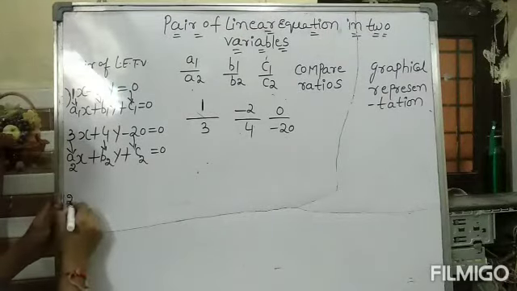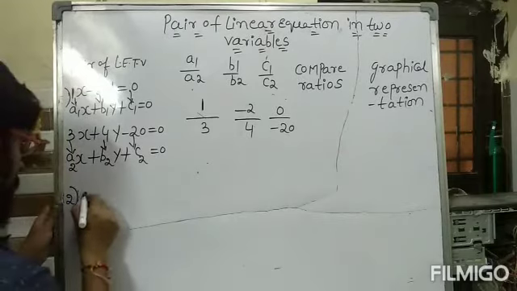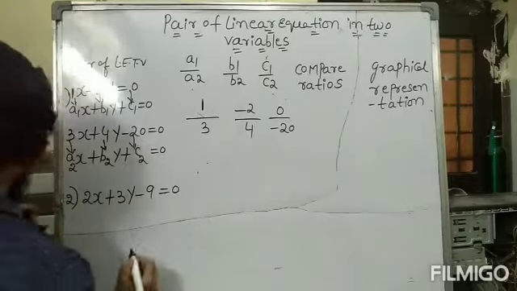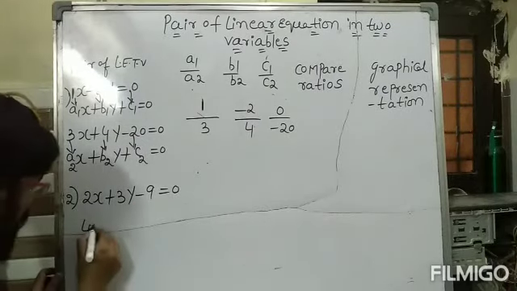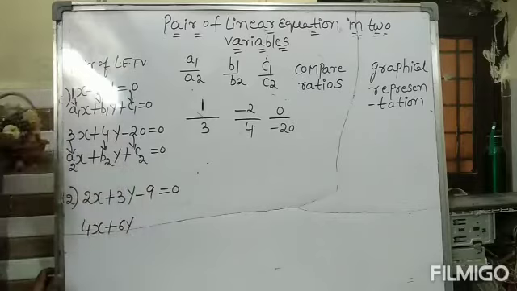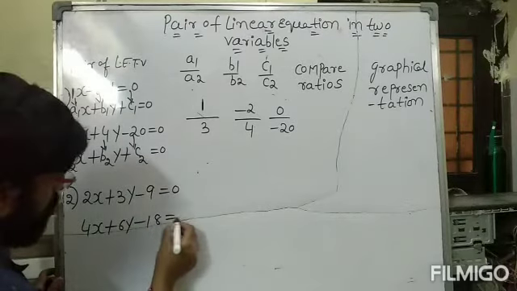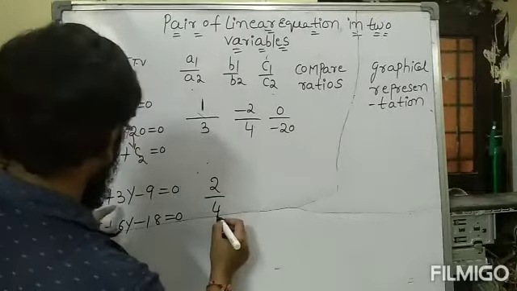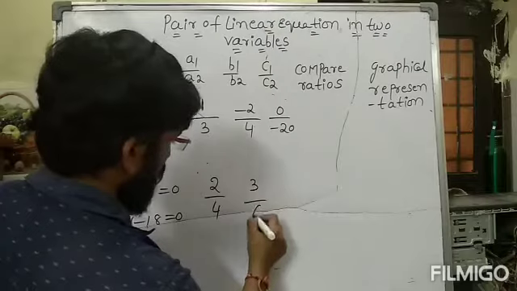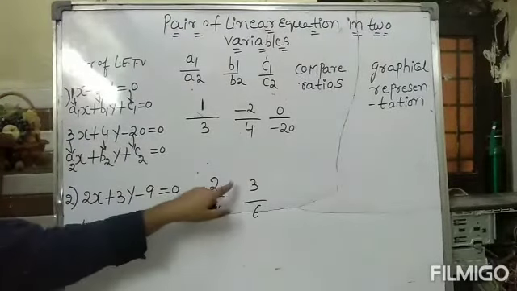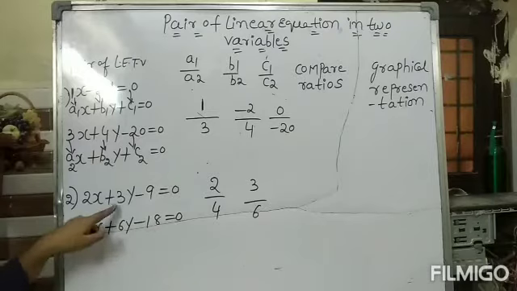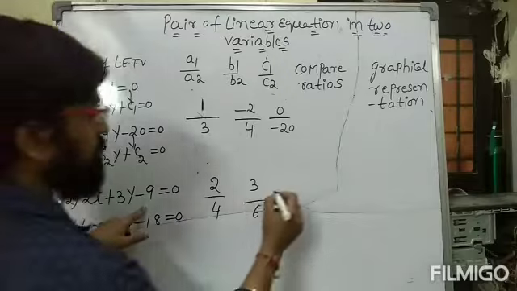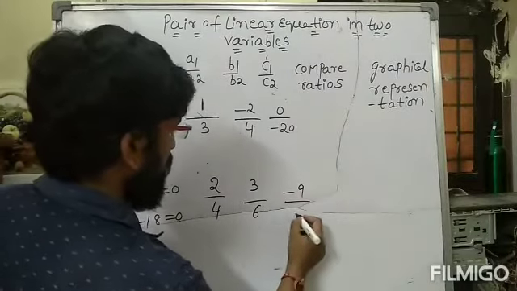Second question: 2x plus 3y minus 9 is equal to 0, and 4x plus 6y minus 18 is equal to 0. Here a1 is 2, a2 is 4, b1 is 3, b2 is 6, c1 is minus 9, c2 is minus 18.